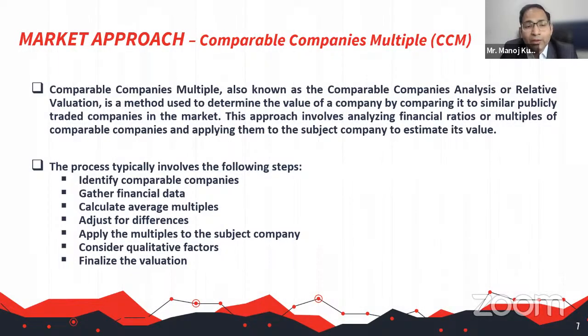Here what we generally do is identify the comparable companies, gather their financial data, and calculate the average multiple. The average may be the mean or median of those companies, and that multiple is applied to the company's financials. There can be certain adjustments based on the high or low performance of the company under consideration, and based on that a discount or premium can be given over and above the comparable company multiple of that industry, and based on that the valuation of the company is determined.